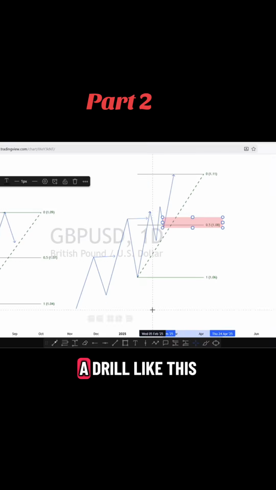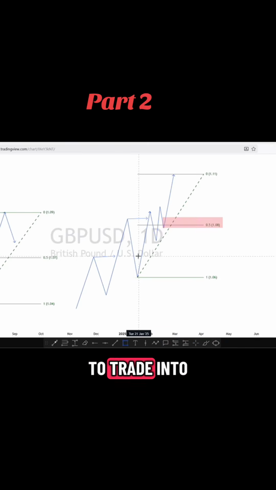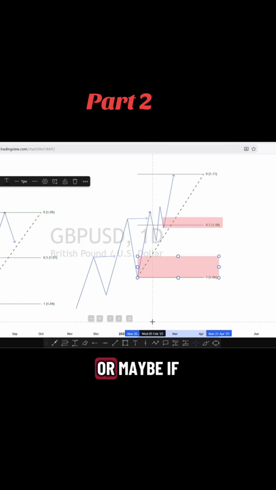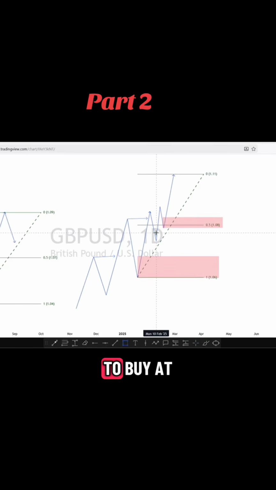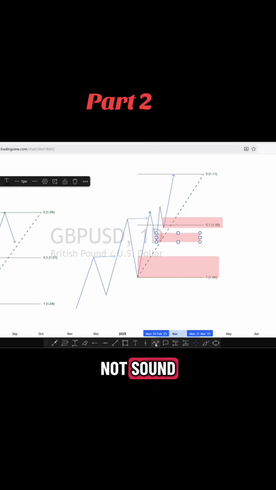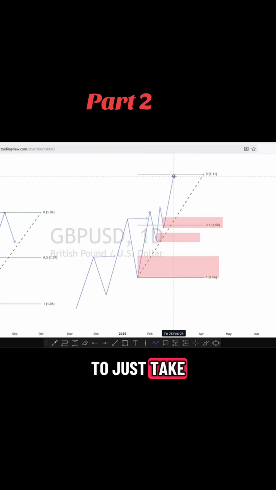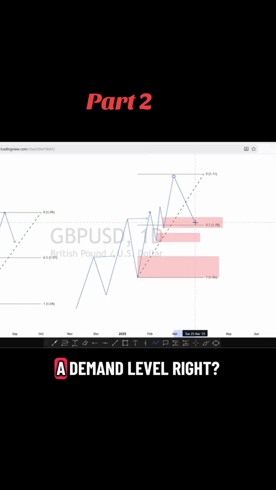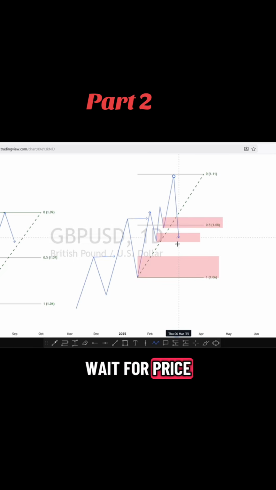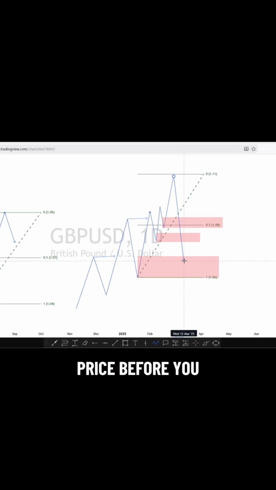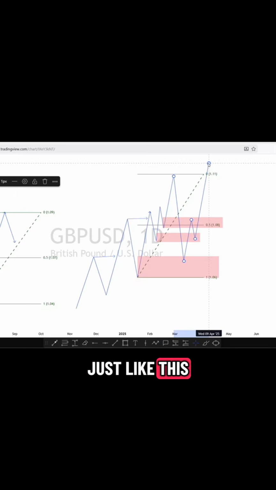So if I want to take a trade like this, I will just wait for price to trade into this last order block, or maybe if I see a confirmation for me to buy at this level, I'm going to take a buy. But it is not sound, it is not reasonable for you to just take a buy at this level because it is a demand level, right? You want to wait for price to trade into a discount price before you can take a buy to the upside, just like this. Do we understand?